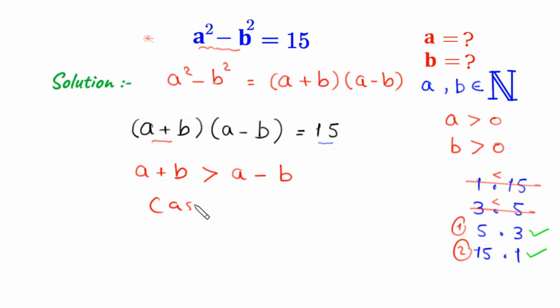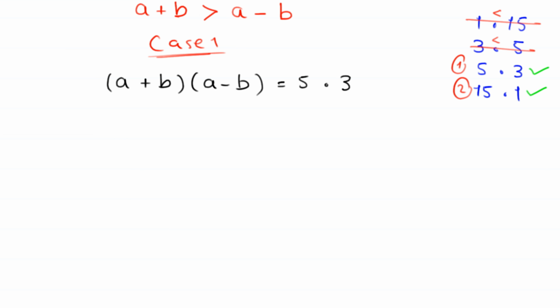First we solve case 1. In case 1 we write this a plus b times a minus b equal to 5 times 3. Now we write this greater factor a plus b equal to this greater factor 5, and we write this smaller factor a minus b equal to this smaller factor. So we get this equation a plus b is equal to 5, and we get the second equation a minus b is equal to 3.